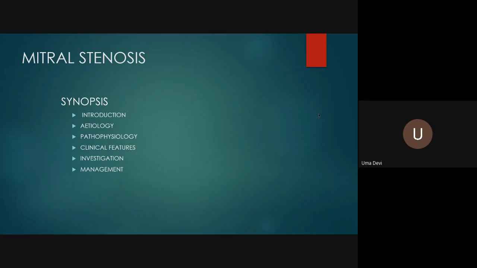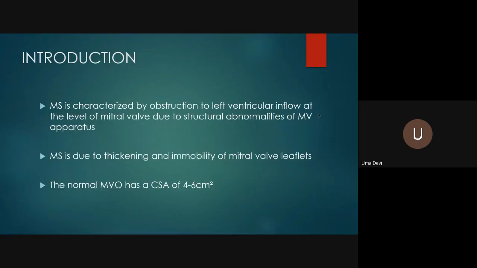So with this background, we'll go to mitral stenosis. Now, what is mitral stenosis? Obstruction to left ventricular inflow at the level of the mitral valve. This is due to a structural abnormality of the mitral valve apparatus, which we just spoke about. Now this is due to thickening and immobility of the mitral valve leaflets. And the normal mitral valve orifice, the circumferential surface area, is 4 to 6 centimeters square.